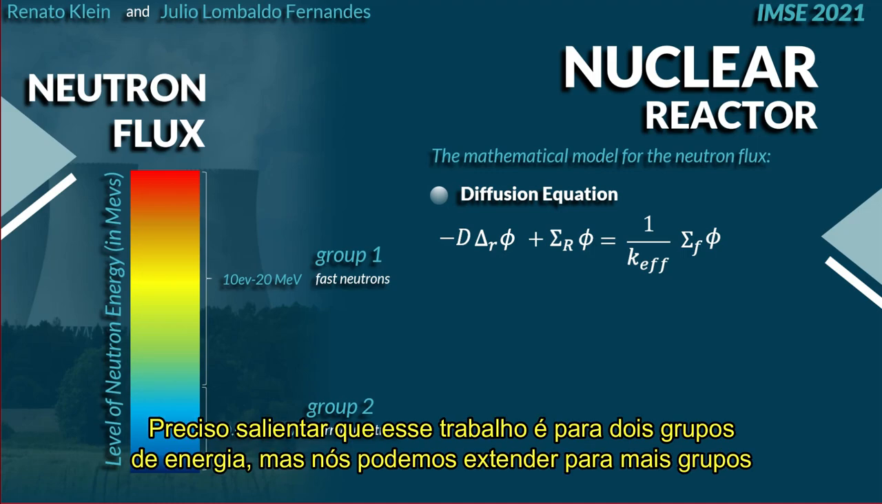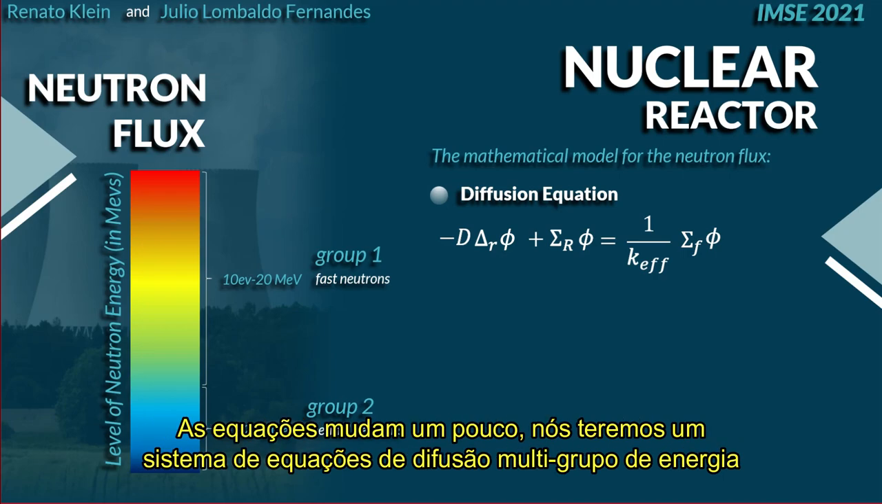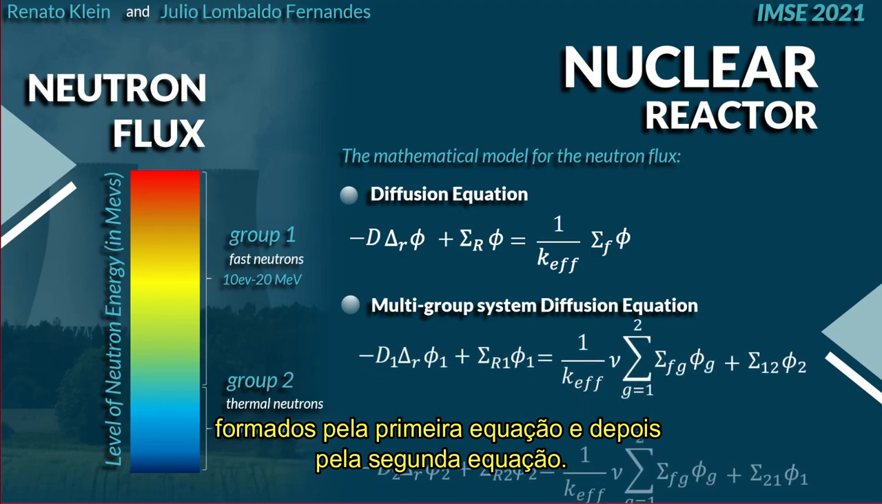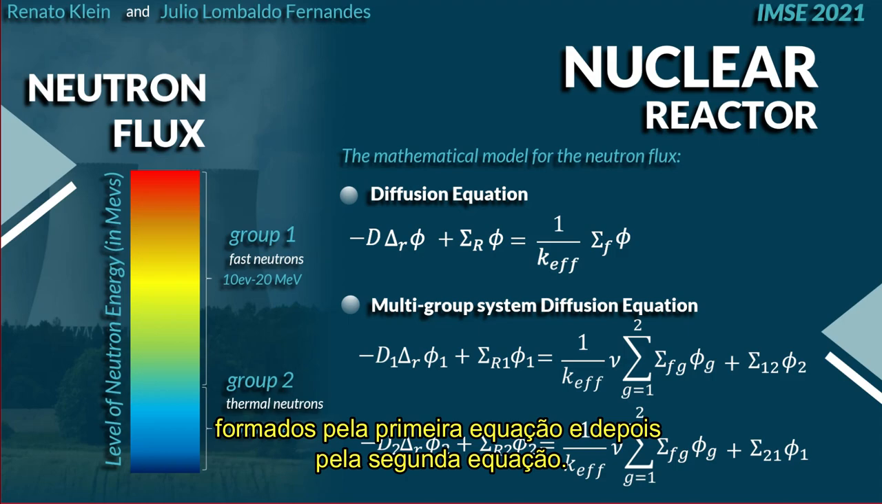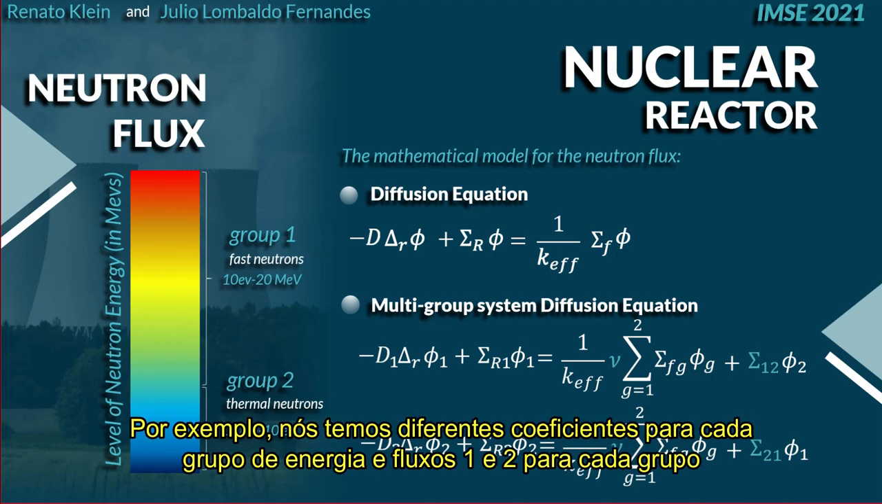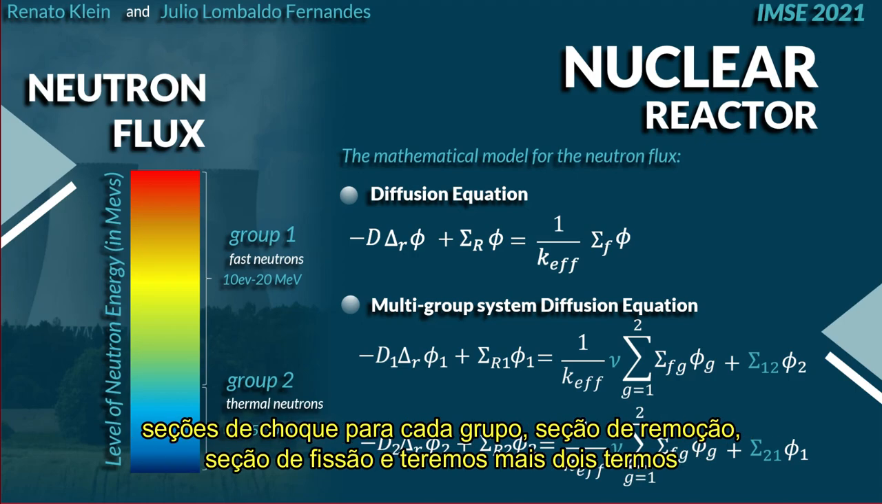I need to say that this work only covers two neutron groups, but we can extend this problem to more neutron groups. The equations change a little. We have a multi-group system of diffusion equations, the first equation and the second equation. These equations are similar, but a little different. We have the diffusion coefficients for each group, the fluxes phi 1 and phi 2 for each group, and cross-sections for each group.